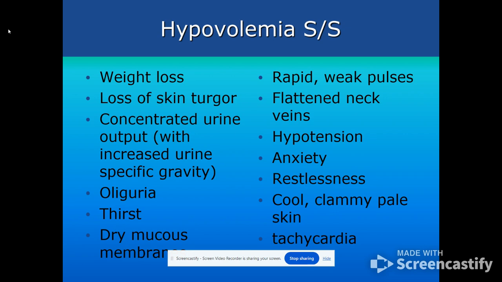All right, so some signs of hypovolemia. We have weight loss, loss of skin turgor, concentrated urine output, again with that increased urine-specific gravity that we talked about, because they're hypovolemic, that will become elevated. Oliguria, thirst, dry mucous membranes. They can have a rapid tachycardia with a weak pulse, so it'll be really fast but very weak. Flattened neck veins. They will be hypotensive. They can have anxiety and restlessness, and cool, clammy, pale skin.